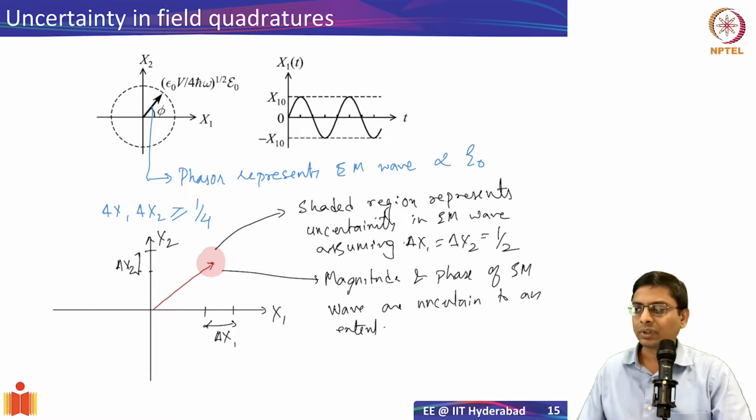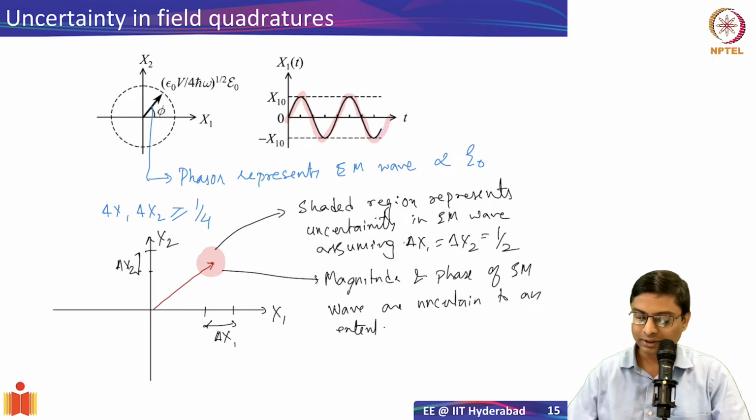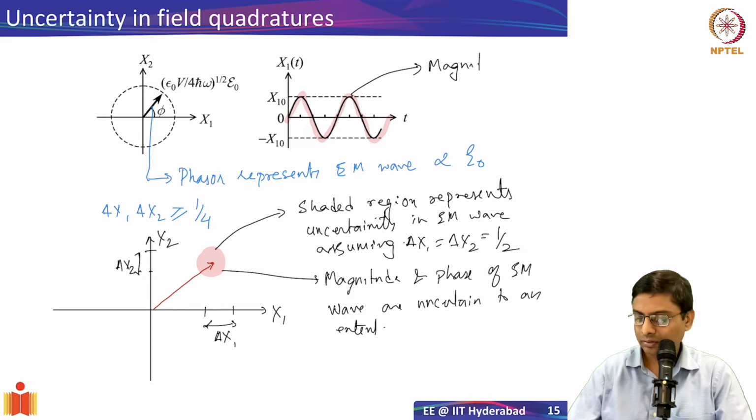Okay. What does it mean? Well, we talked about this as a wave in terms of quadratures. Now, instead of this, I'll end up having a wave which looks like this, wherein I have this region. I will never know for sure what the magnitude is. There will be some region of uncertainty. This is basically the magnitude and phase of the wave being uncertain.